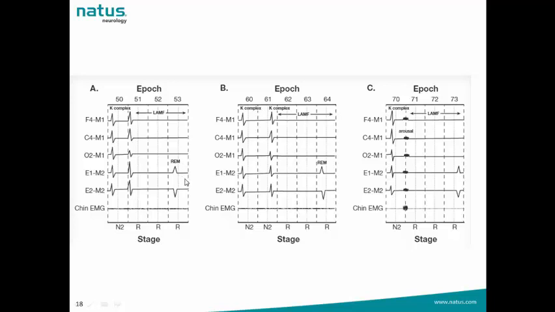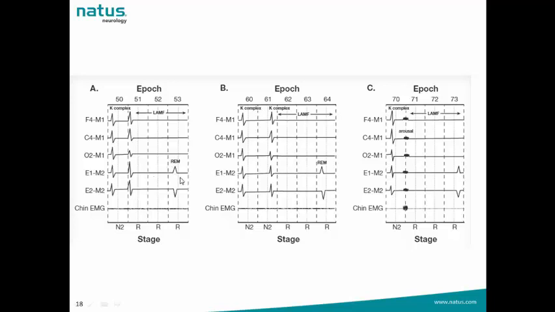In 53, we have rapid eye movement, so this is a definite phasic REM. We go back to 52 and 51 and score them as definite tonic REM episodes because they are contiguous to the phasic REM episodes.